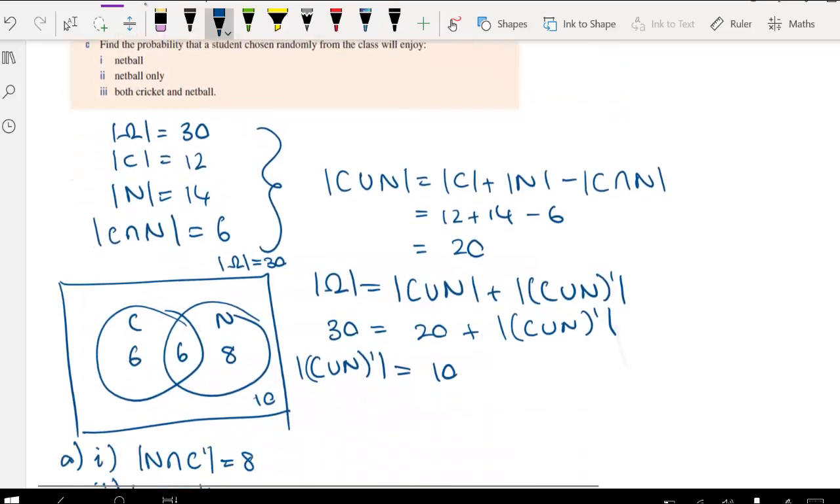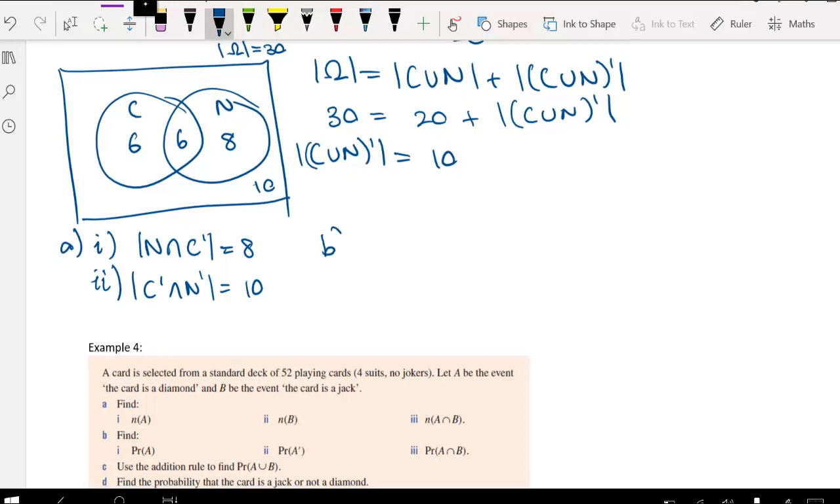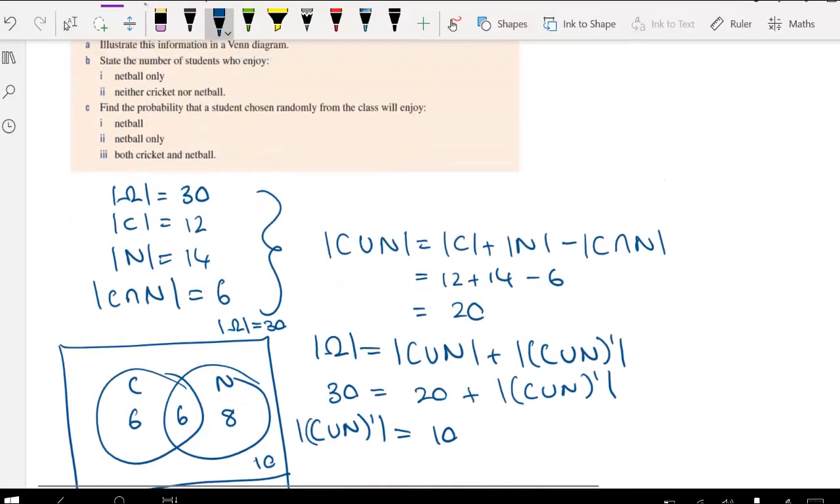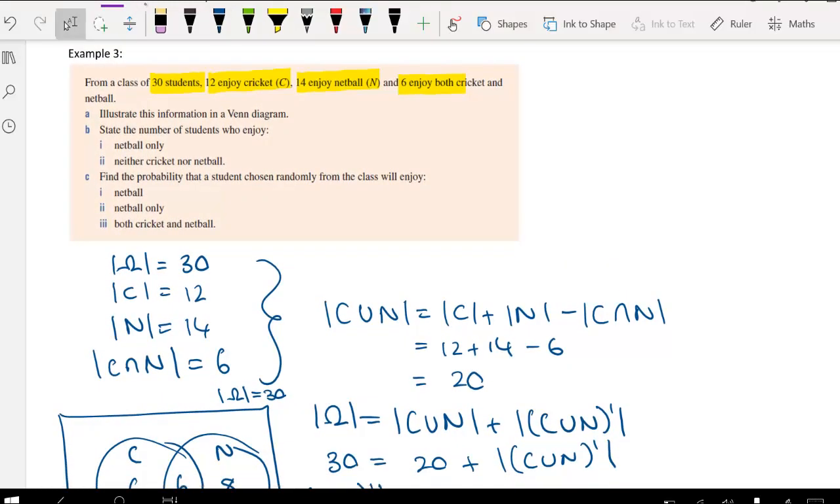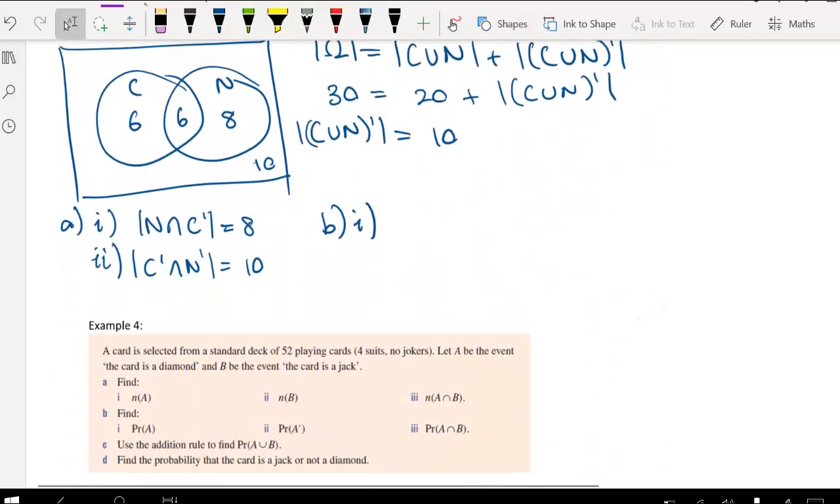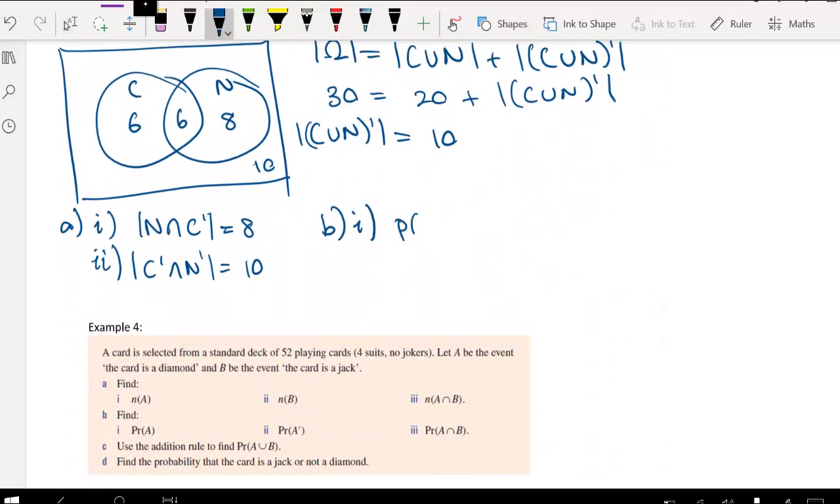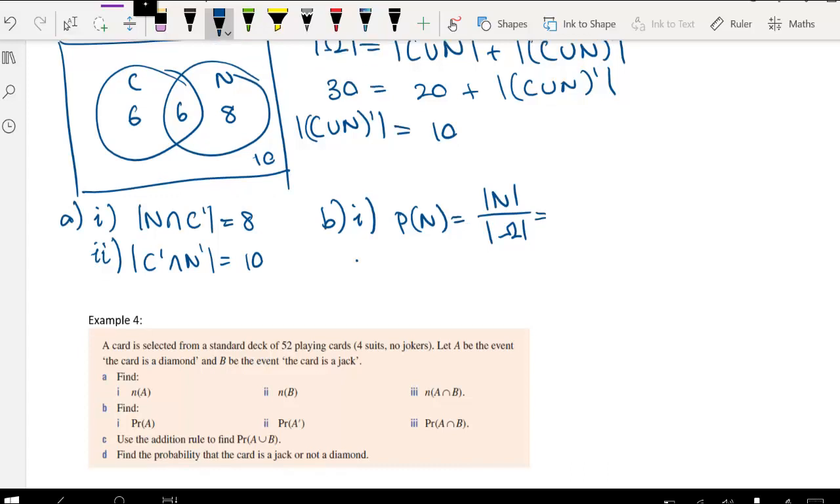And then when we look at the probabilities, so part B1, we're asked to find the probability that a student will enjoy netball. So probability of netball is equal to the cardinality of netball over the cardinality of the universal set, which will be 8 plus 6, which is 14 over 30. And that simplifies down to 7 over 15.